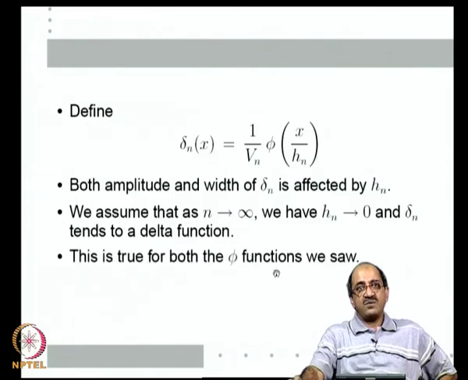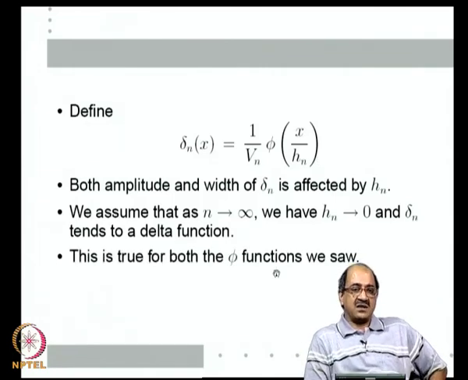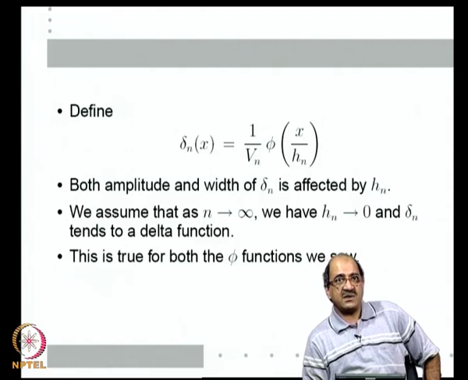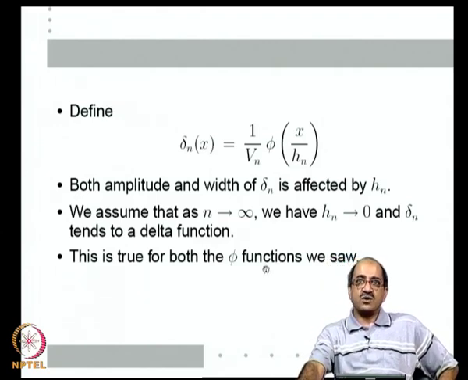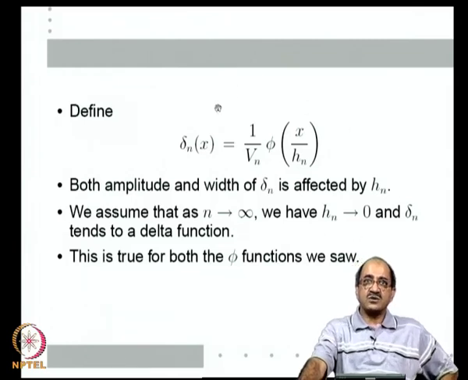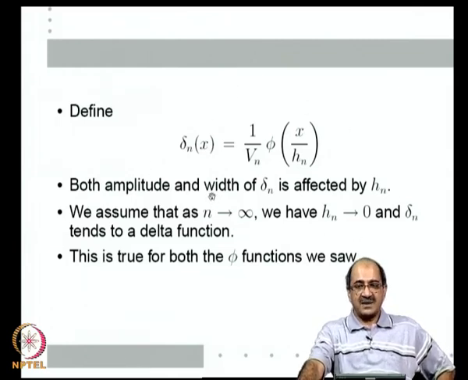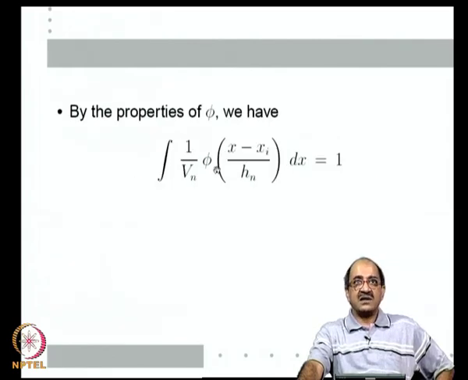For both the phi we consider, both the hypercube function as well as the Gaussian function, this is true. So, if we simply let h n go to 0 with n, then as n tends to infinity, delta n tends to a proper delta function. Now, having defined delta n, we will write our estimate f hat n in terms of the delta function.